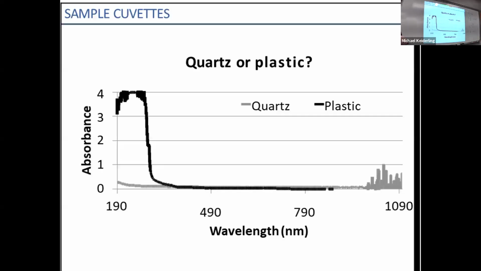And why you might want to choose between quartz and plastic. In the visible range, they're about the same. The gray line here is the absorbance of quartz. The black line is the absorbance of plastic. You can see in the UV, plastic suddenly starts absorbing tons of light in the UV range, while quartz only goes up a little bit.